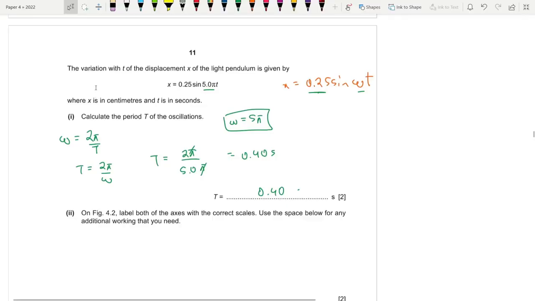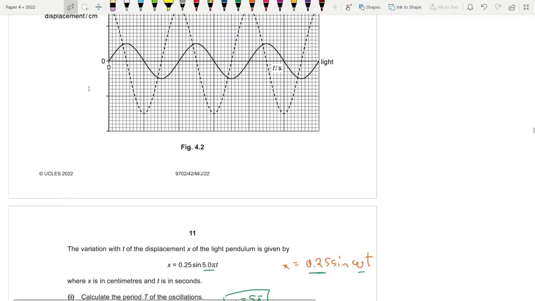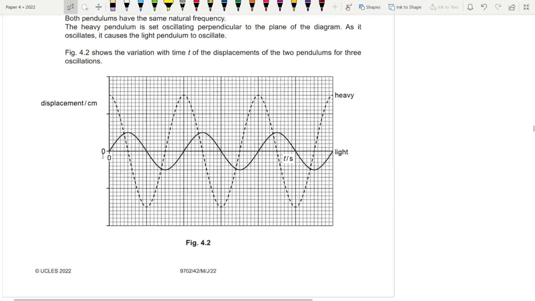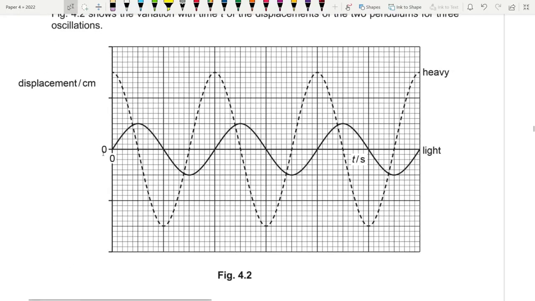Could I clarify? So for one complete oscillation, we need 0.4 seconds. So this is 0.40, then this is 0.8, and this is ultimately 1.2. Similarly, this is 0.2, this is 0.6, and this is 1.0, right? Next.